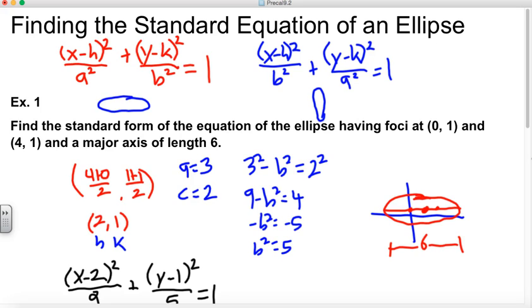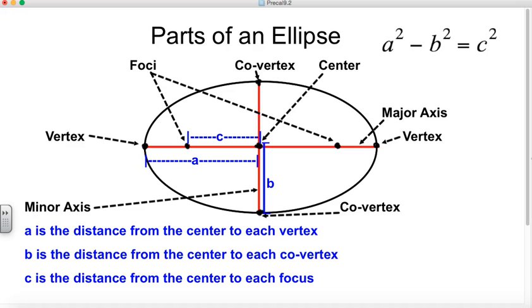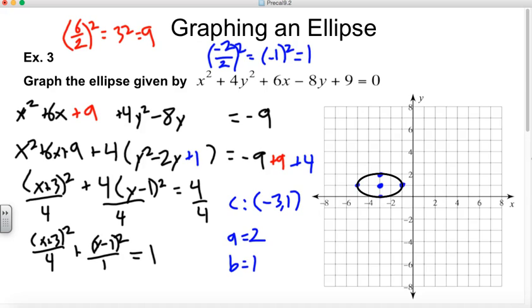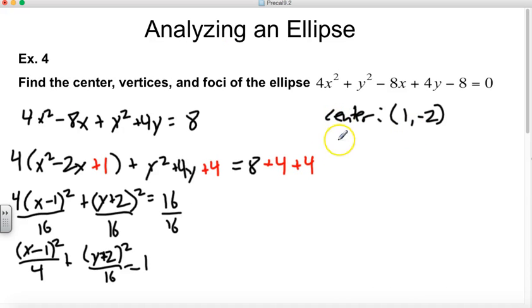Our vertices, remember, are the distance A from the center. So we need to figure out what's the value of A, and then figure out if we go that distance from the center in the proper direction, what points are we going to get? Alright, so let's go back here. If my center's at 1, negative 2, A is 4, and B is 2.